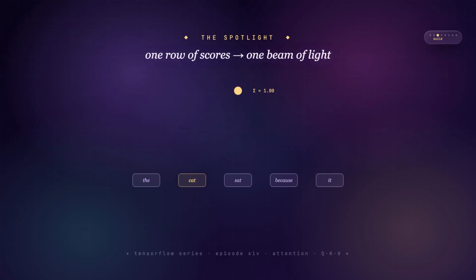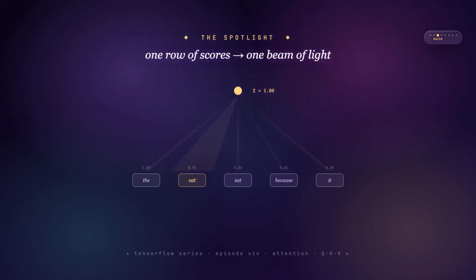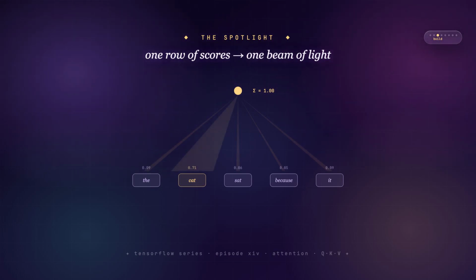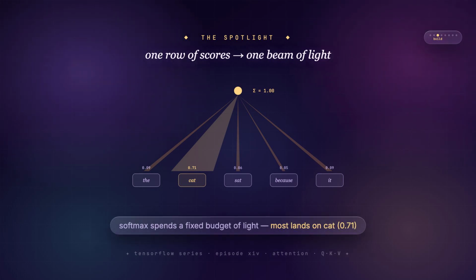Now the softmax. It takes that row of scaled scores and squashes it into a clean probability distribution, all positive, all summing to exactly 1. Think of it as a spotlight with a fixed amount of light to spend. For "it," most of the light lands on cat, a thin sliver spills onto sat, and the rest of the sentence sits in the dark. That row is the attention weights.